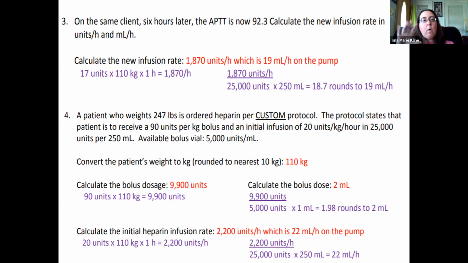Okay, so I wanted to show you 1, 2, and 3 in succession because this is literally what happens with patient care.